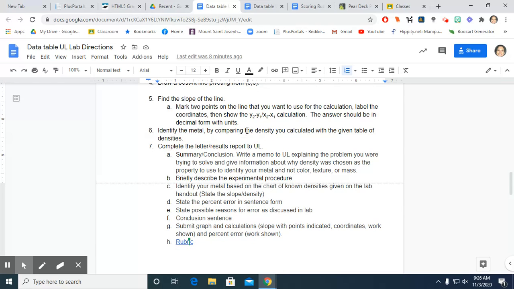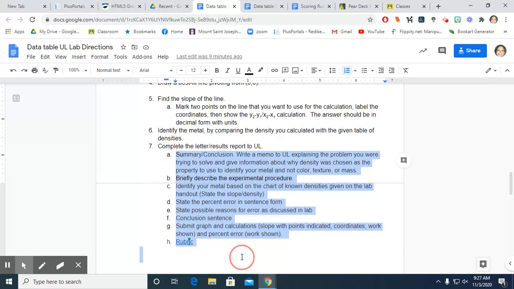When you find your slope, you're going to mark 2 points on the line. Use a nice thin line too. Best to use a thin line, less error. And then mark those points with an X or circle or something like that on your line, and then label the coordinates right next to it. And then where you're showing your calculation, show your change in Y over change in X. Put it in decimal form, and the units for density, because your slope is density, is grams per milliliter. Then consult your table that I showed you a minute ago and find out what your unknown metal was.